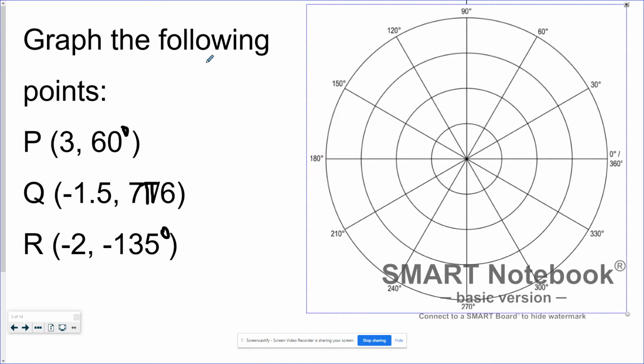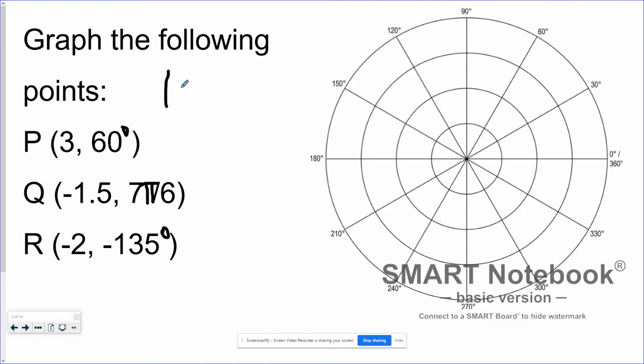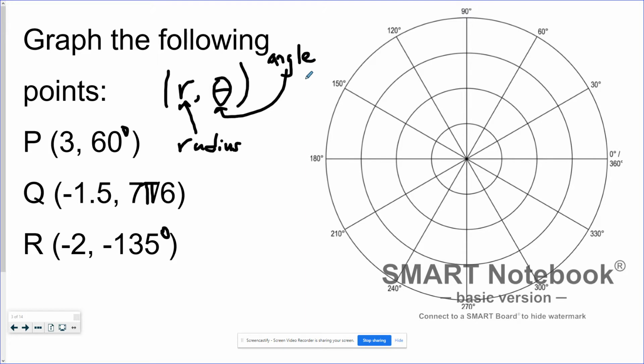So just a quick review of polar. Polar is always written in this way. So you're going to have an R value and a theta value. So instead of X and Y, polar works in R and theta. Just a quick review, R stands for radius, just like what it normally does in math. That is the radius. And theta here is an angle. That angle can be in either degrees or radians, depending on the problem.